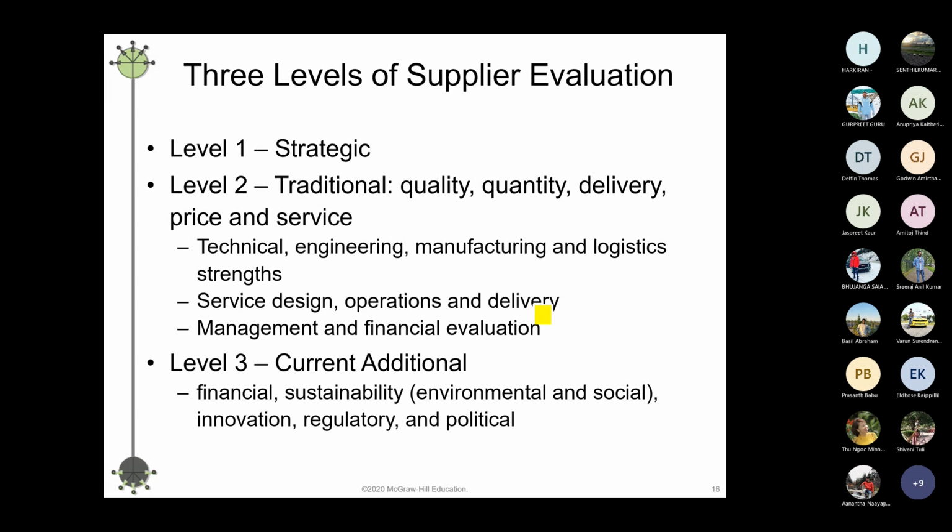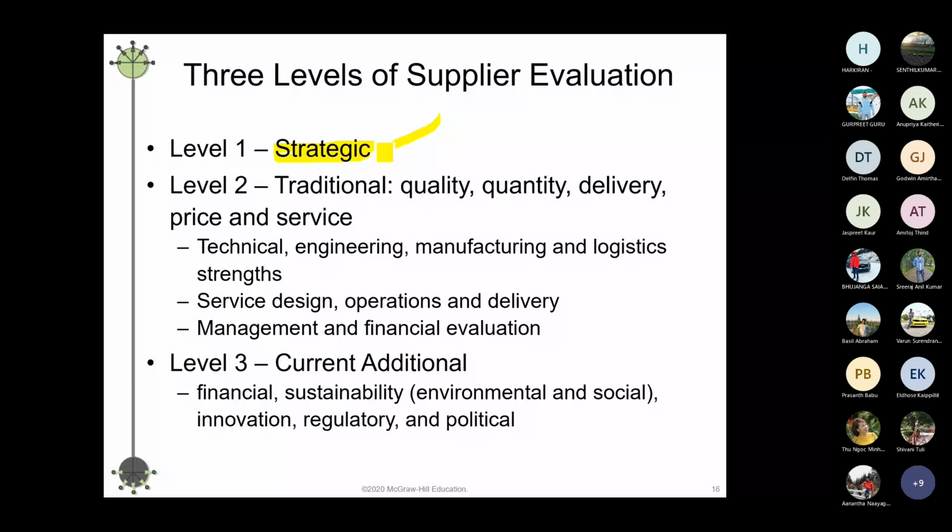Okay, 3 levels of supplier evaluation. This slide and understanding what it means is very important. So the first level of evaluating suppliers is the strategic level. So we need to make sure that there is a link between supply strategy and organization strategy. If there is a link, you can evaluate and achieve the goal of your company.